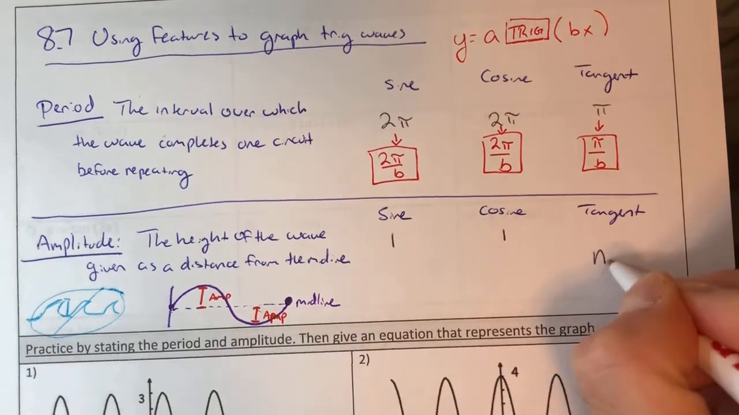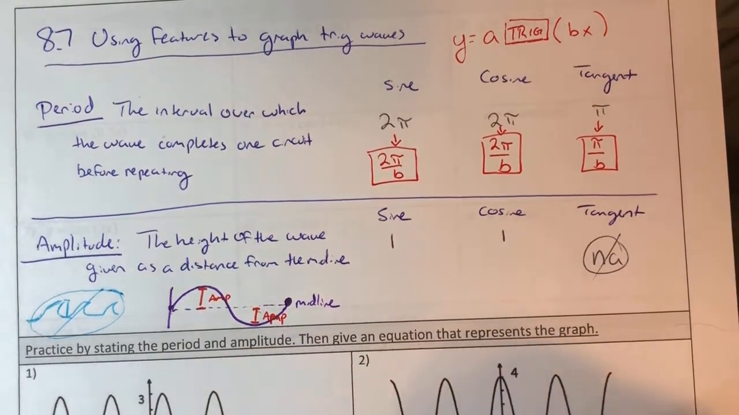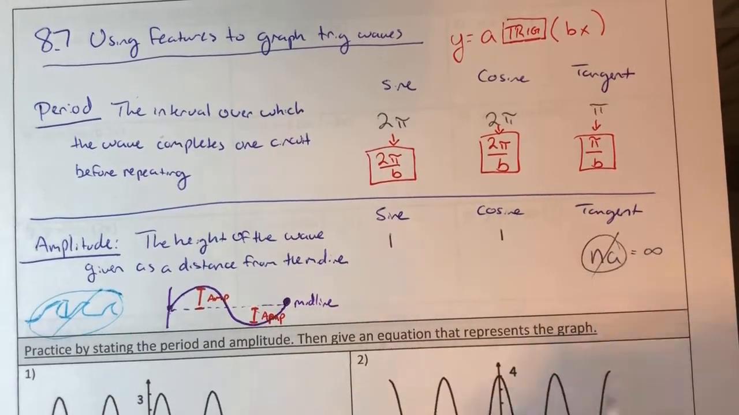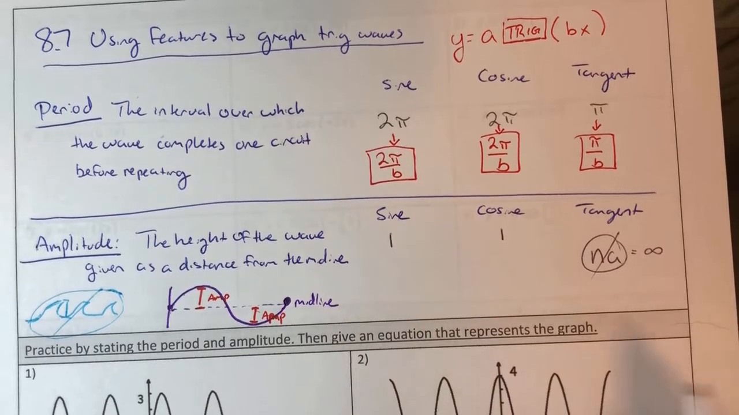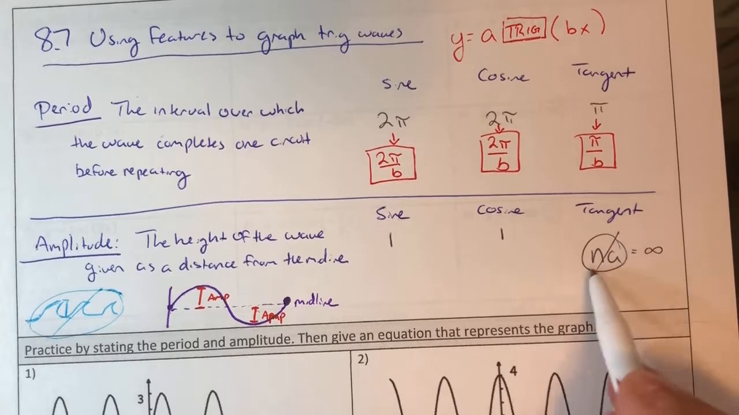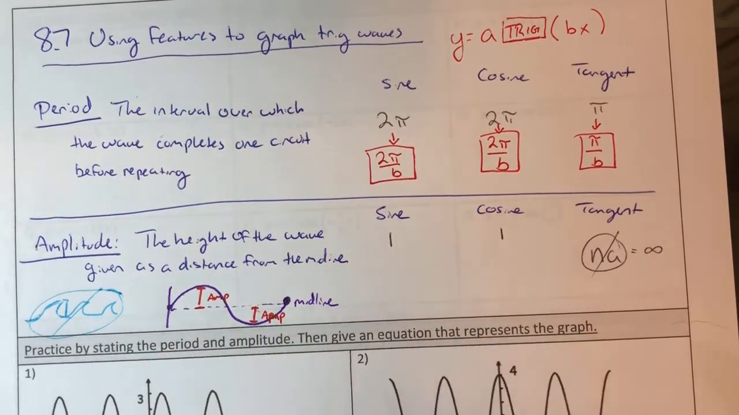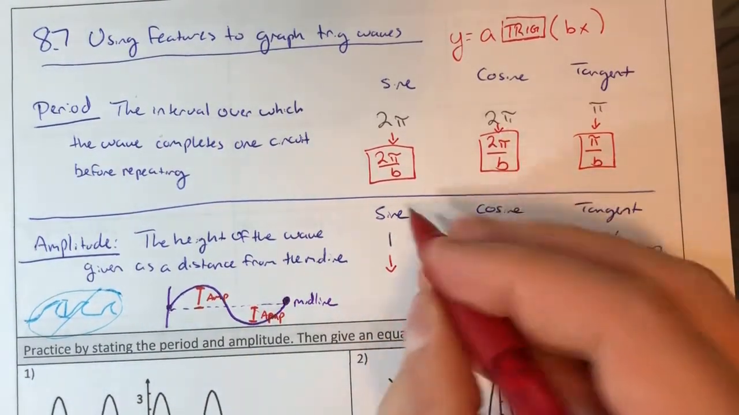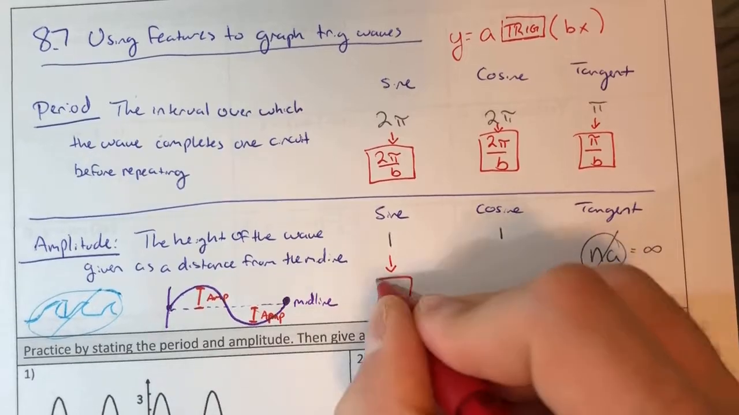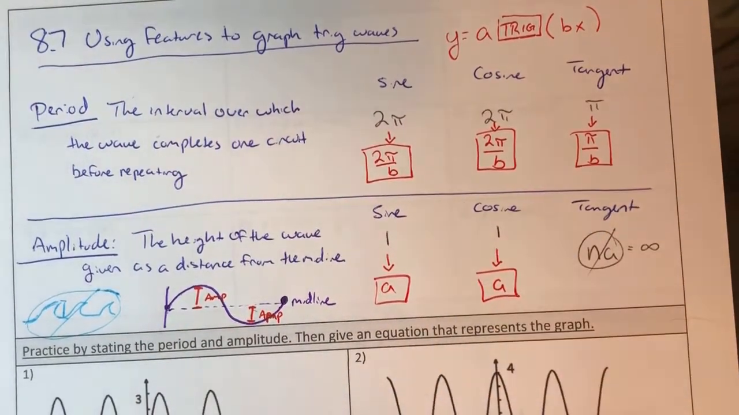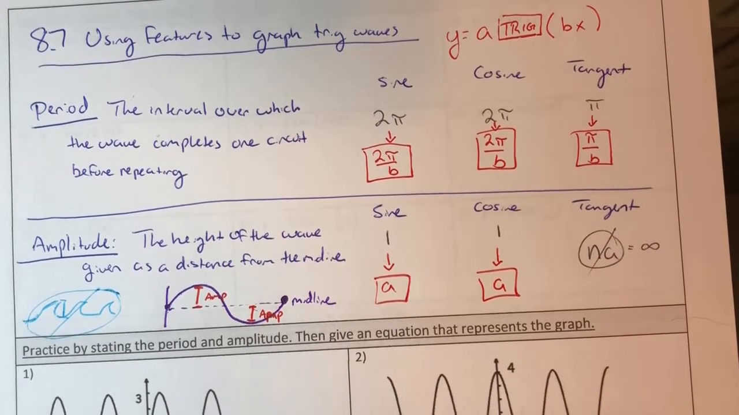So tangent doesn't have an amplitude. If you really want to be technical, you could say the amplitude is equal to infinity, but we're just going to say that tangent generally does not have an amplitude, unless you're going to call it infinity. So let's take a look at how those are modified. Because it's a 1, it's going to be 1 times this a value. So we're just going to call it a, whatever the number is out front. Same thing with cosine. It's going to be whatever the number is out front.